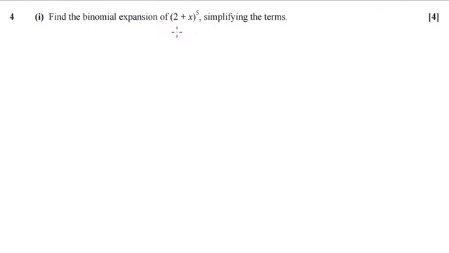Okay, question 4.1 wants us to find a binomial expansion of this expression here. So there's a few ways that you might have been taught to do this. We need the coefficients of each term, which can be either found using nCr or Pascal's triangle. Pascal's triangle is much quicker, which comes from adding the consecutive terms in the row above together to give you the number underneath.